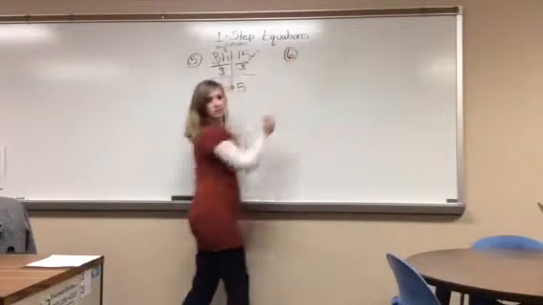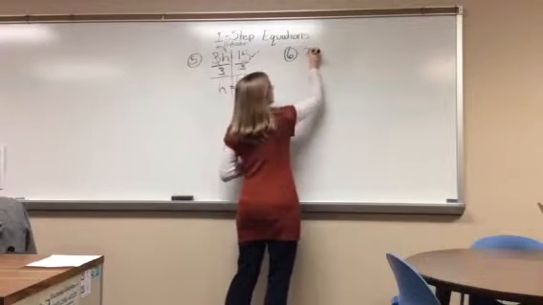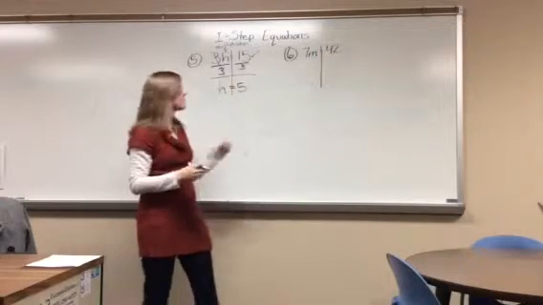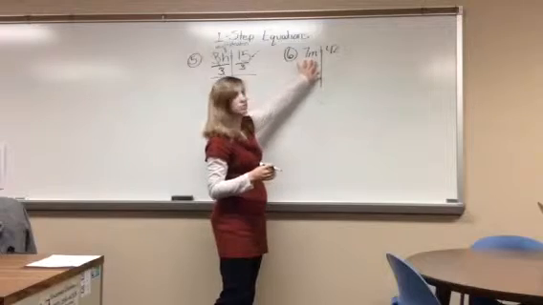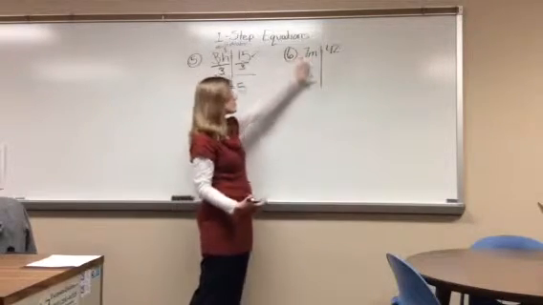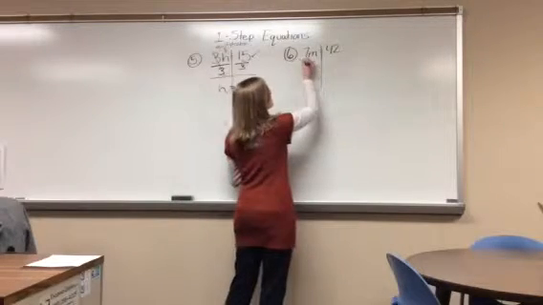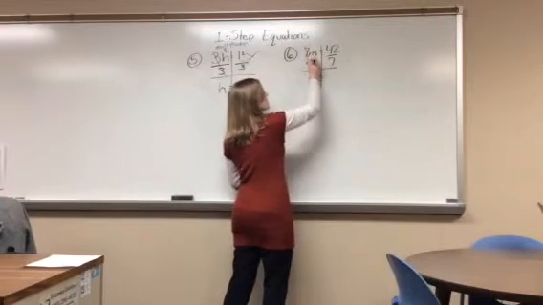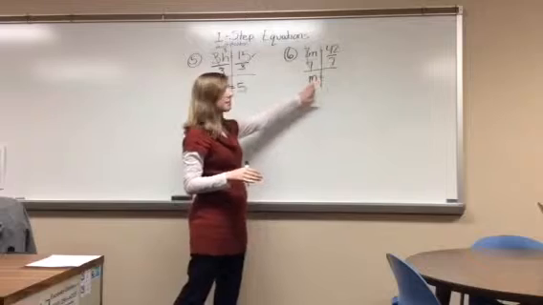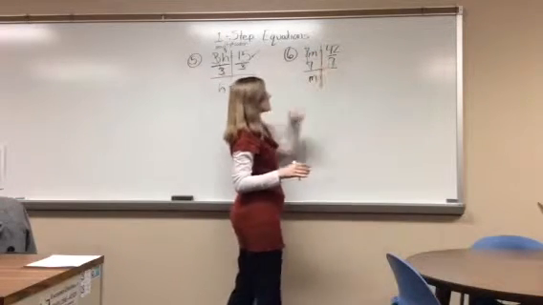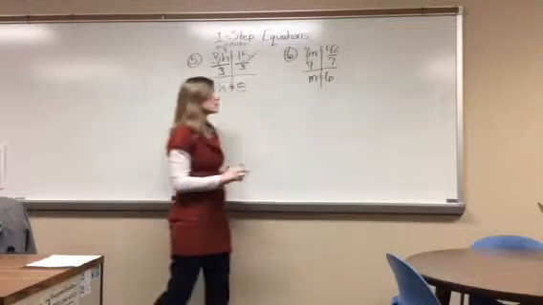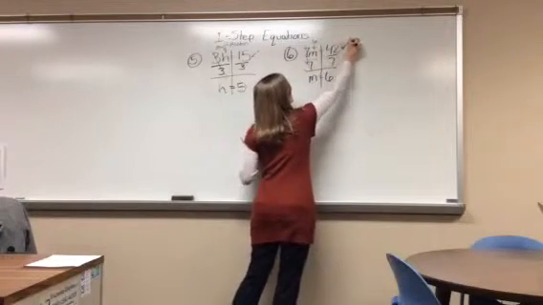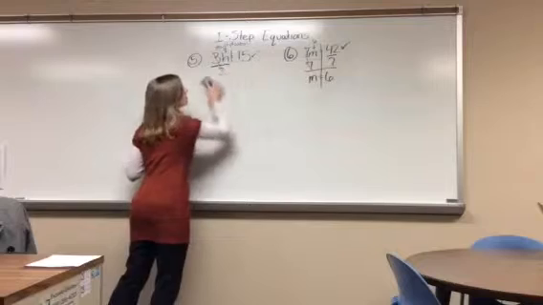Number 6. We have 7m equals 42. Again, this is a multiplication problem. We know that because the letter and the number are right next to each other. So to solve this, if this is multiply, the opposite is divide. I'm going to divide both sides by 7. I get m equals, because my 7's cancel to be 1, 1 times m is just m, equals 42 divided by 7 is 6. So m equals 6 is our solution. And we can check that. Put 6 in for m. 7 times 6 is 42. So we are correct.